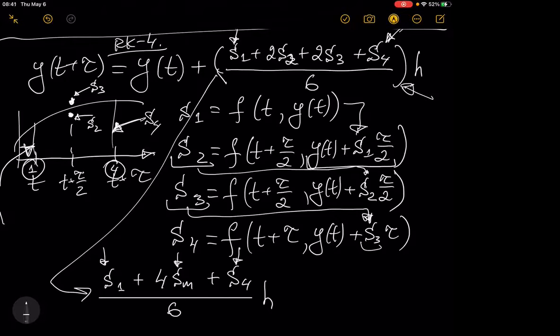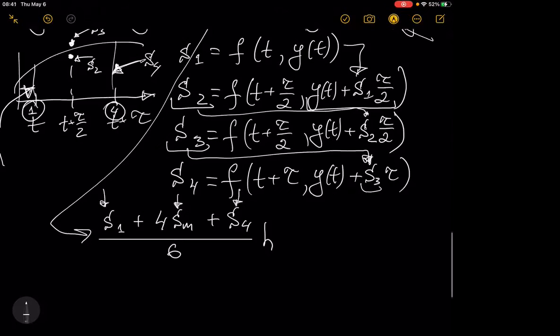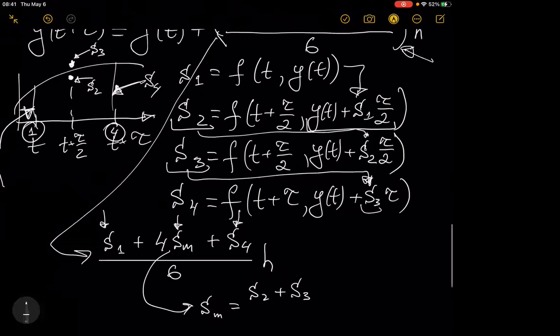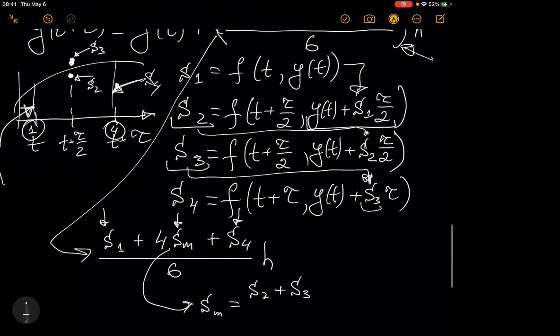Yeah, that's clear. Okay, and now for SM, you essentially use nothing else but S2 plus S3. So two evaluations of the function in the middle point divided by 2. And this is how you get this Runge-Kutta method. Is it clear or not?